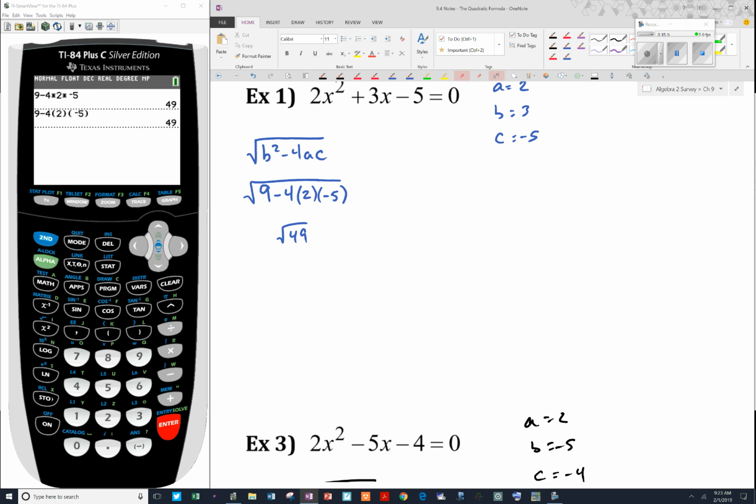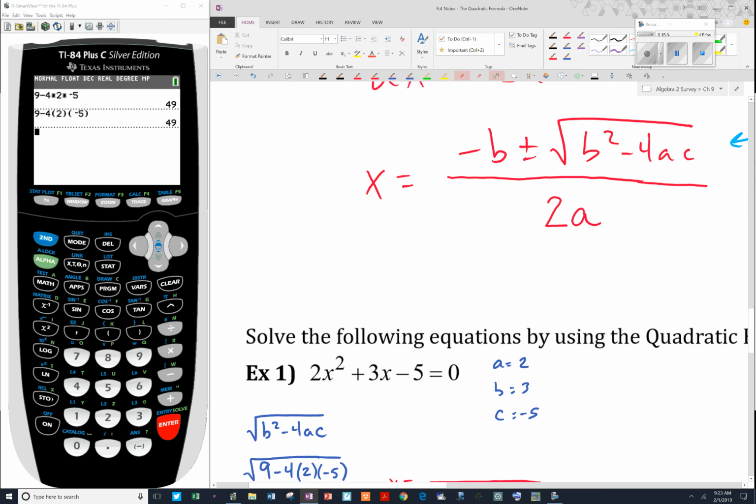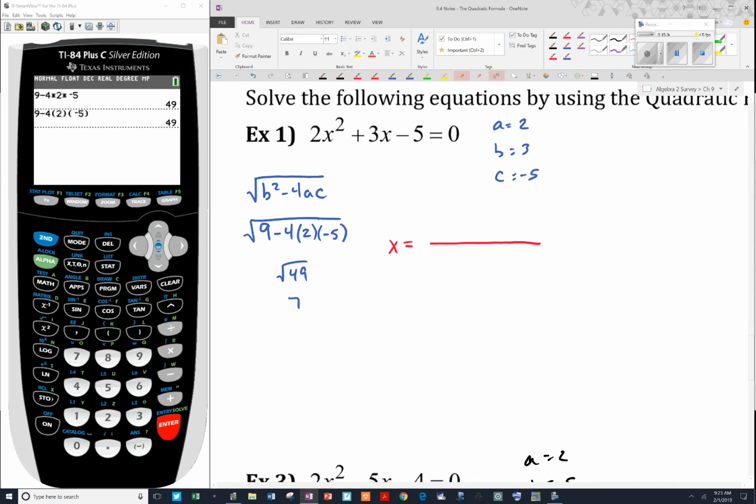So what is the square root of 49? 7. You all okay with that? You don't have to worry about the positive negative because it's already in the quadratic formula. Now here's where the magic happens. Let's write x equals, I'm not going to make you write the whole quadratic formula again. You guys have it sitting up right there, right? Let's start filling this stuff out though.